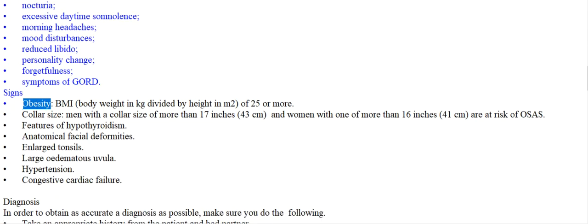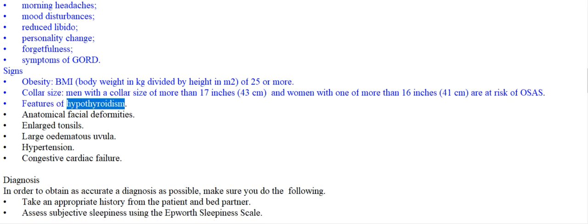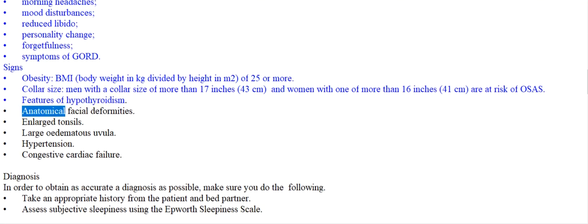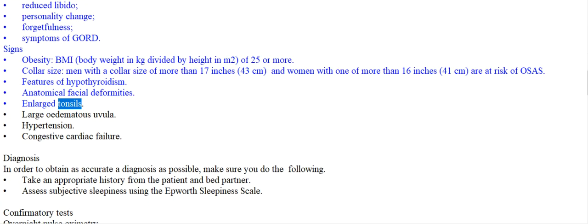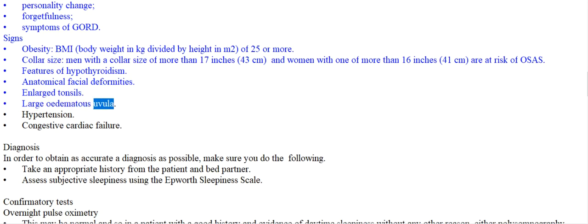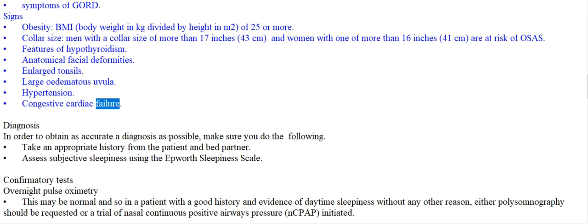Signs. Obesity, BMI, body weight in kg divided by height in m2, of 25 or more. Collar size, men with a collar size of more than 17 inches, 43 centimeters, and women with one of more than 16 inches, 41 centimeters, are at risk of OSAS. Features of hypothyroidism. Anatomical facial deformities. Enlarged tonsils. Large edematous uvula. Hypertension. Congestive cardiac failure.